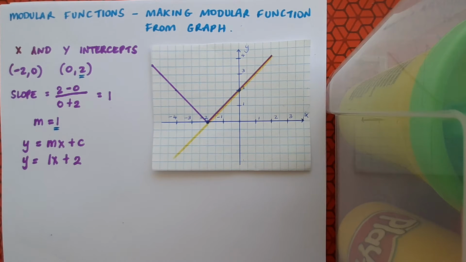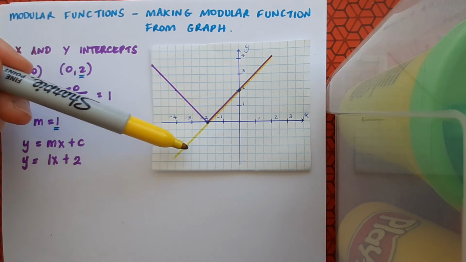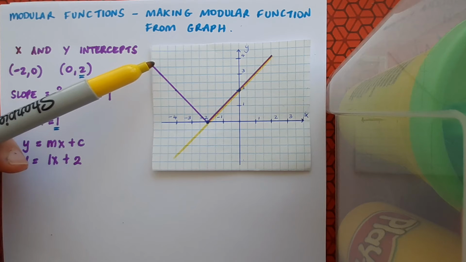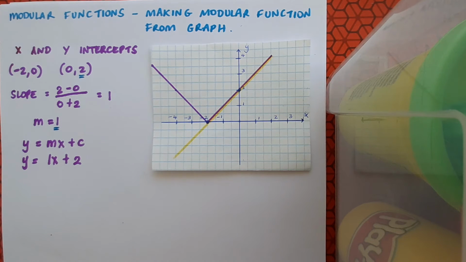But I know that it's a modular function, so I never end up in the negative region of the graph. Once I get to the x-axis, I bounce up to stay in the positive region. So to adjust this function, to make it be the modular function, I just need to make sure that it always stays positive. I'm going to call the modular function, in this case, f of x. And this is f of x. It's just the absolute value of 1x plus 2.